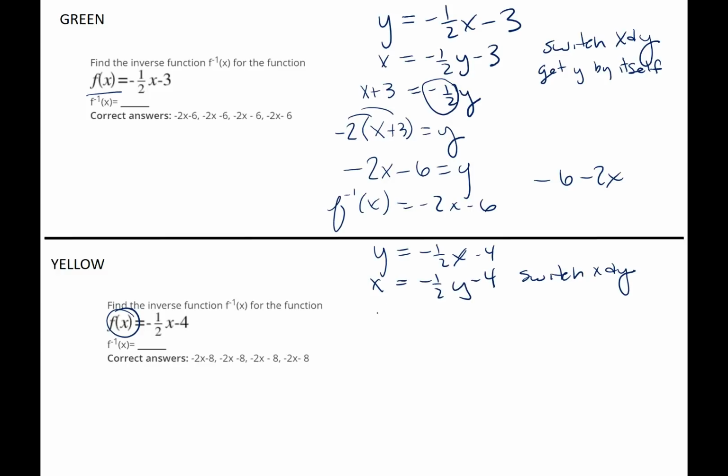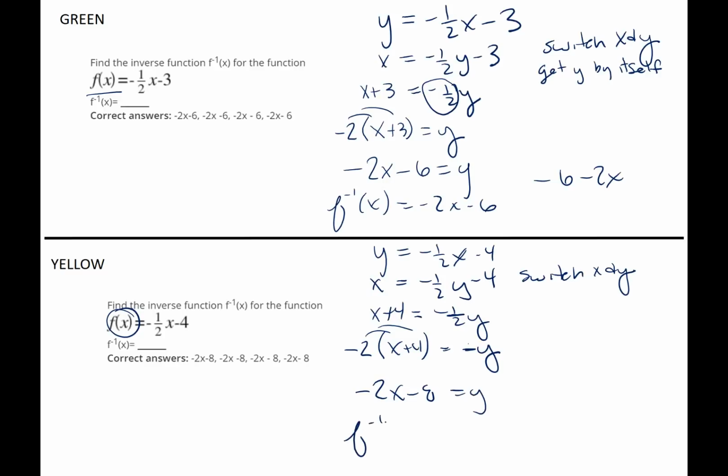I'm going to take that 4 and add it to the other side. Then we've got to isolate y, get it by itself. It's right now under division. I'm going to switch to multiplication. So negative 2x plus 4 equals negative y. Oops, not negative y, positive y. We moved the negative over. And then I would probably distribute that through. So negative 2x minus 8 equals y.